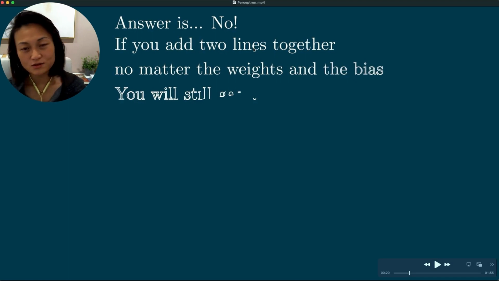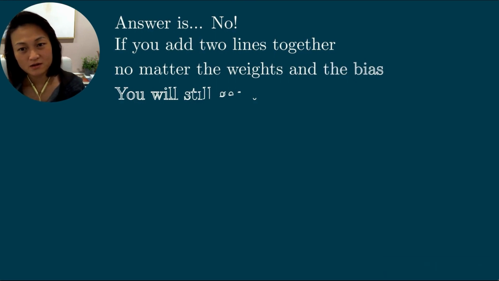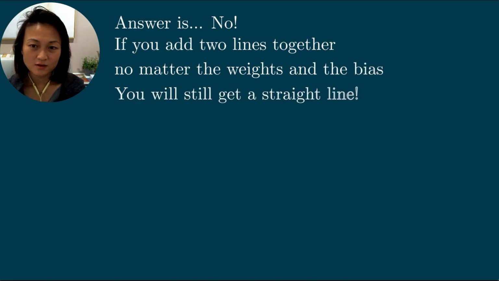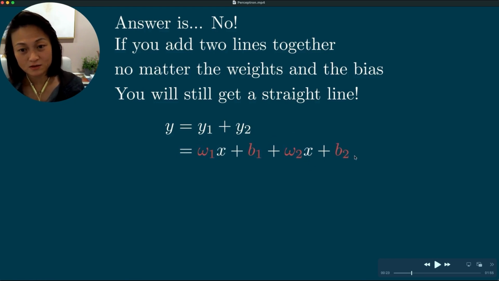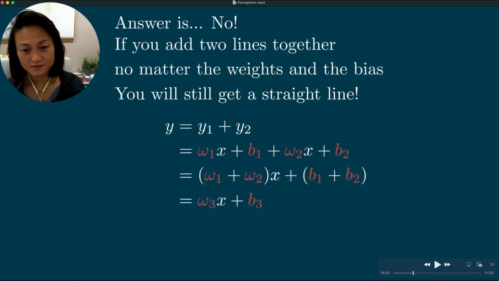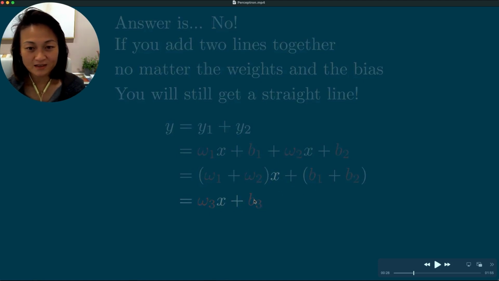If you add two straight lines together, no matter what the weights and the biases, you will still get a straight line. Let's just work this out. Let's say y1 is one line and y2 is another straight line. Let's say y1 is w1x + b1, and then y2 is w2x + b2. If you rearrange it, you'll see that it's just w3x + b3. It's just another straight line. So we can't get a V shape just from adding together two straight lines.